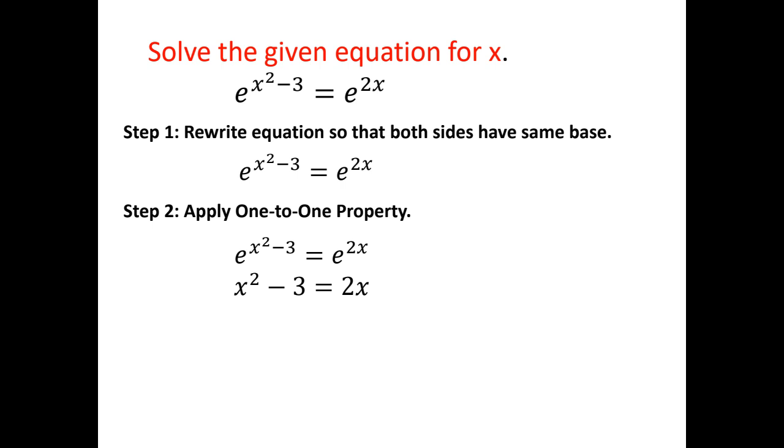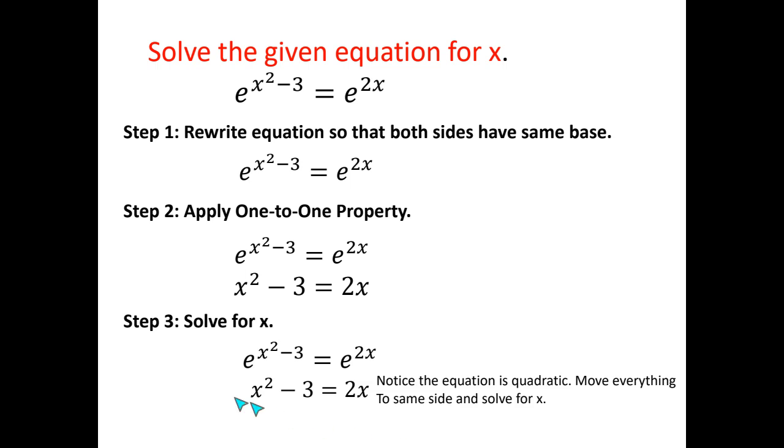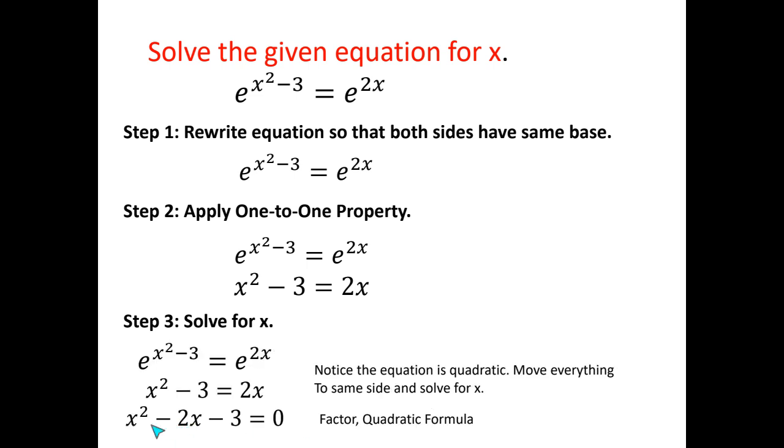So I'm going to go ahead and, since this is quadratic, I need to bring everything to the same side. So I end up with x squared minus 3. I'm going to take that 2x and bring it to the left side as well. So now this is quadratic, so you have choices. You can factor if it's factorable. Remember, not everything factors. Or you can use the quadratic formula.